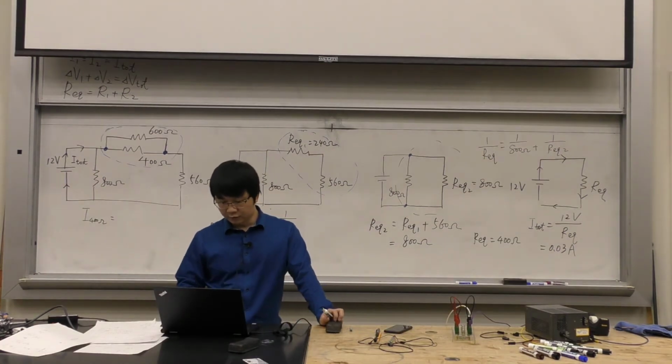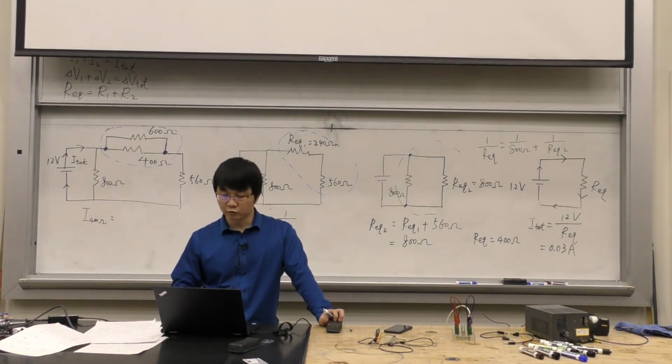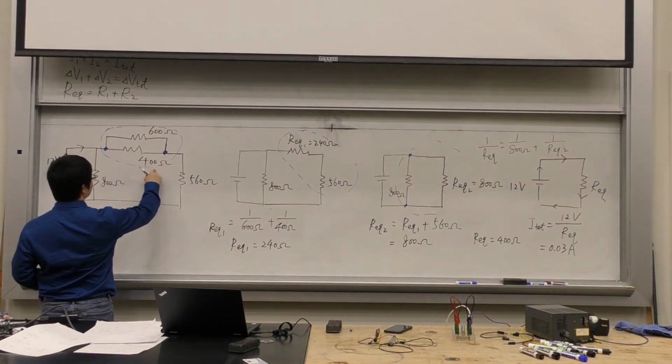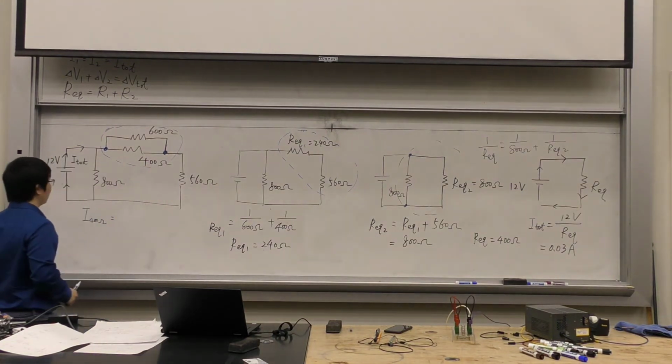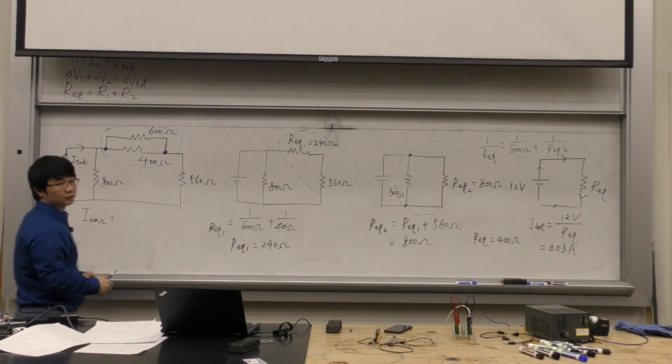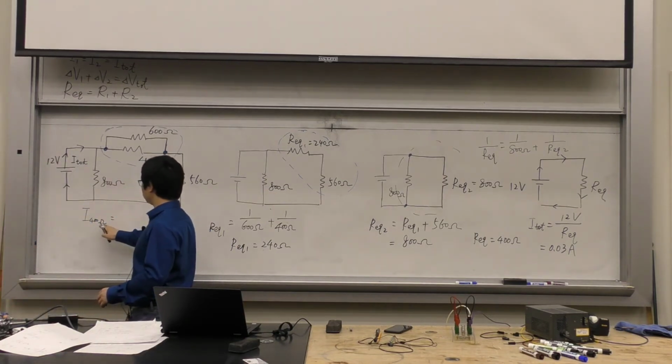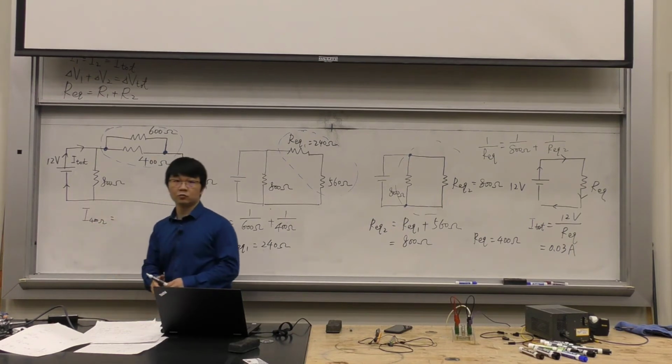Okay, so now the second part of this question. Find the current through the 400 ohm resistor. So we want to find the current through this resistor, right? Well, again, if you use the original diagram, you don't know how to manipulate these numbers to find the current through this 400 ohm resistor.